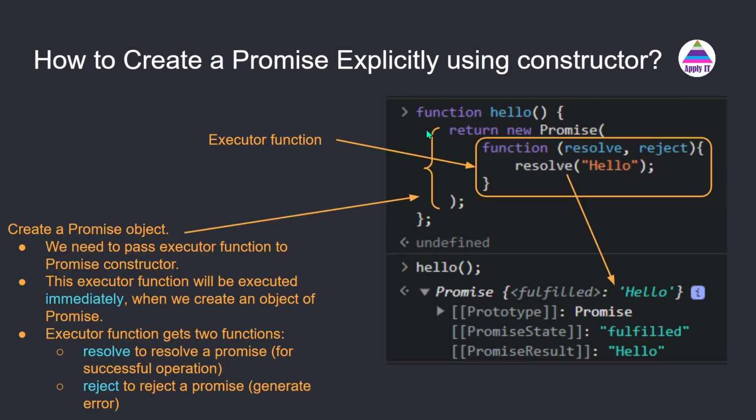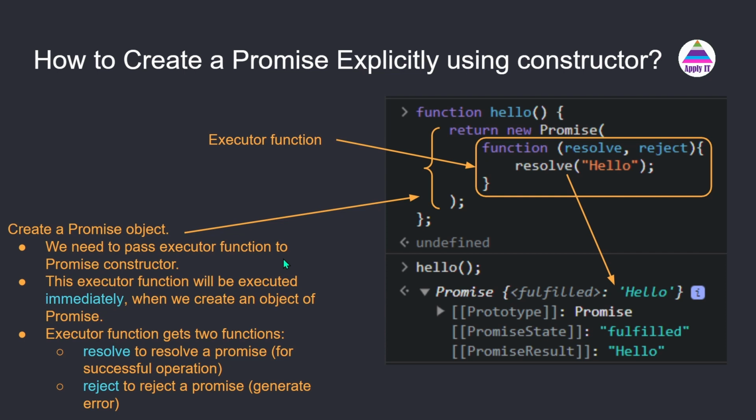So we can understand that we have this code where we have this promise constructor. Inside this promise constructor, we are passing this executor function, and the executor function is using this resolve parameter or resolve function to return a promise object that is fulfilled. So in this way we can create a promise object.